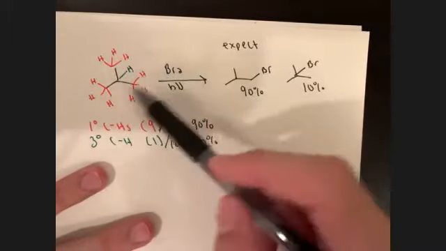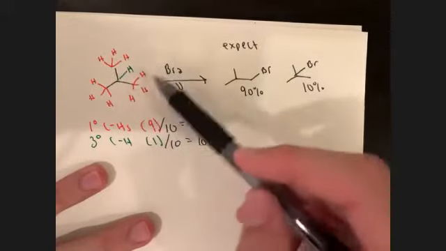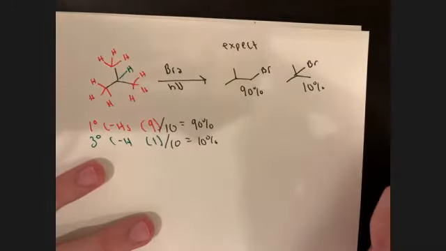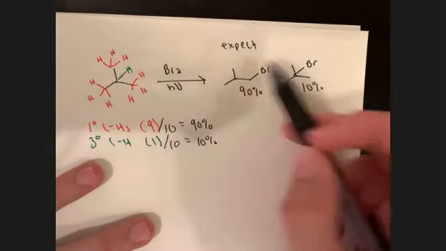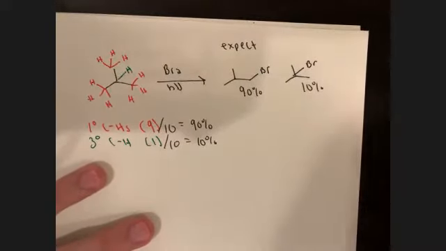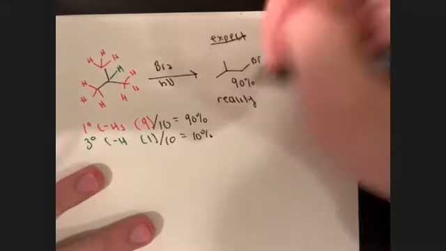The only thing we're talking about here is the difference in substitution. There are 9 primary hydrogens and 1 tertiary hydrogen. So based on statistics, you should get 90% of these primary bromides and 10% of these tertiary bromides. But what is reality? Reality is not matching our expectations here.